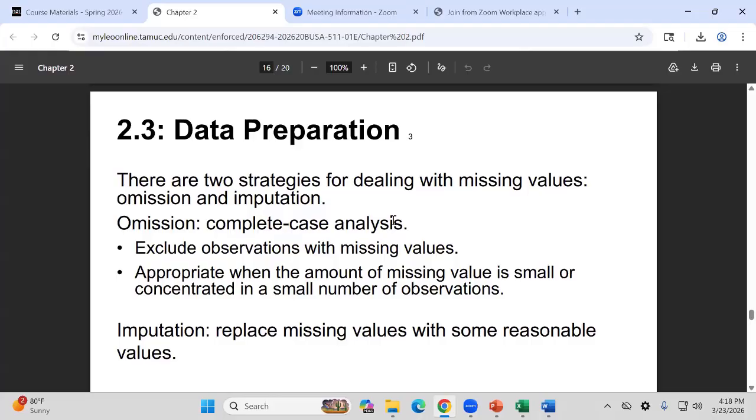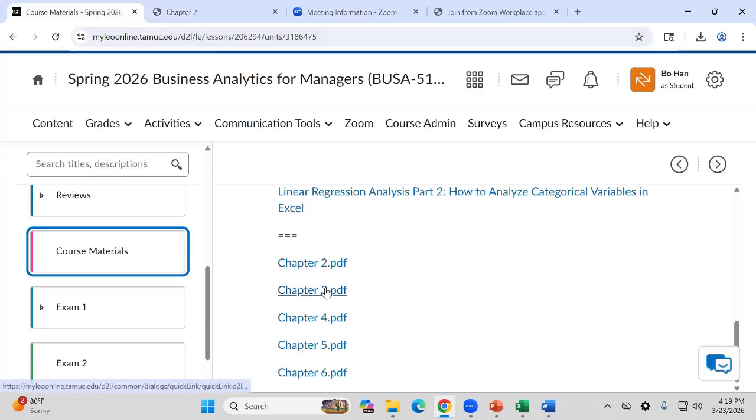And the nice thing about business data is sometimes we have actual data, like financial data. If you miss some value, you can always look back to retrieve the stock price and so on, to fill out the missing value. Several different strategies. Okay, this is chapter 2. Next, I want to talk about chapter 3.